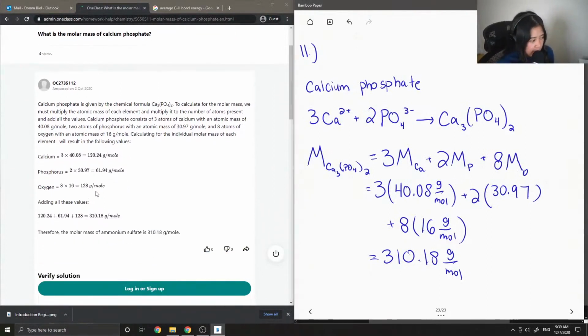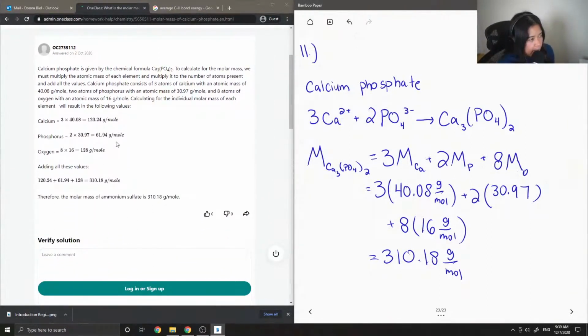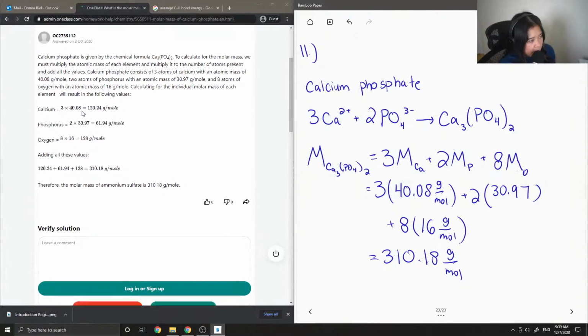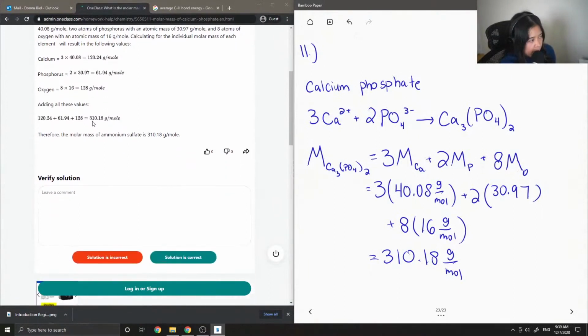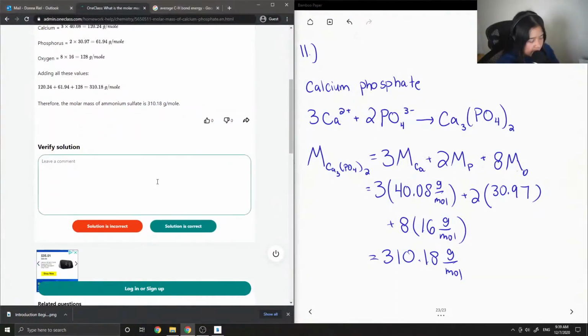So the junior tutor said calcium phosphate is given by the chemical formula Ca3(PO4)2. We must multiply the atomic mass of each element by the number of atoms present and add all the values. So they showed their work and also got 310.18. So this solution is correct.